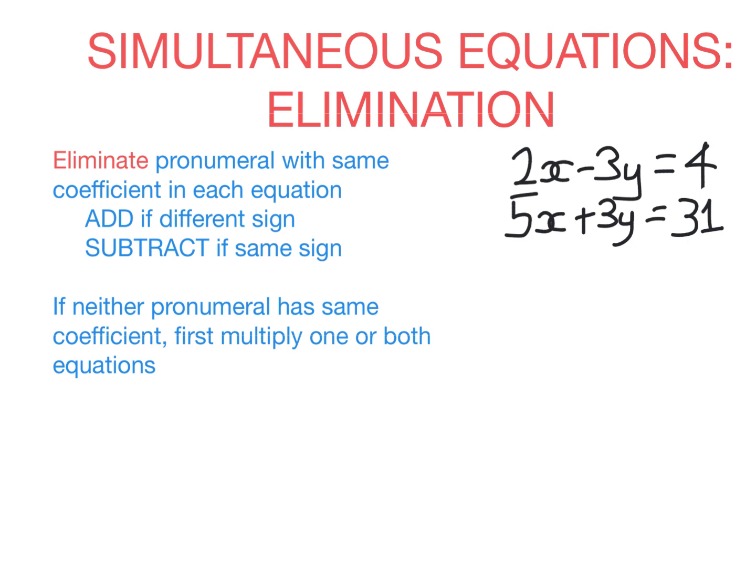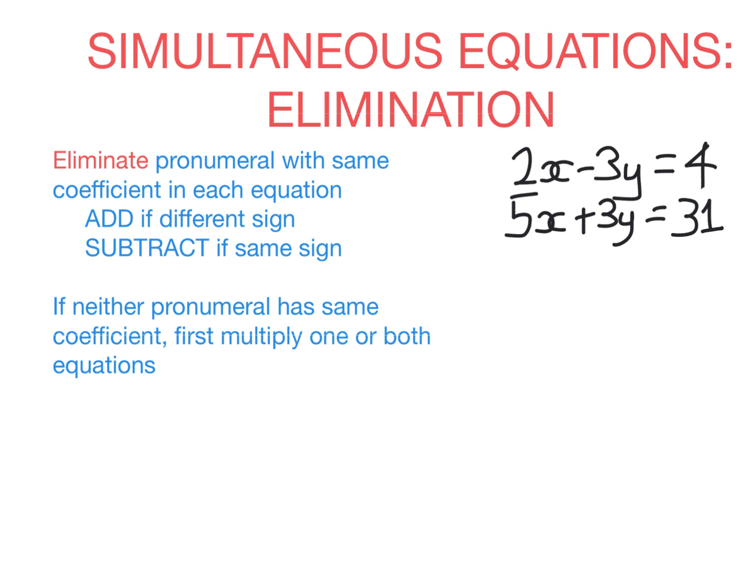As the name suggests, the goal is to eliminate one of the variables, either x or y. Which one do we eliminate? We eliminate the one that has the same number in front of it in both equations. So to solve these two equations simultaneously, I would get rid of the y's because the y has a 3 in front in both equations. How do I eliminate the y's? We follow this rule: you add if different sign, subtract if the same sign.